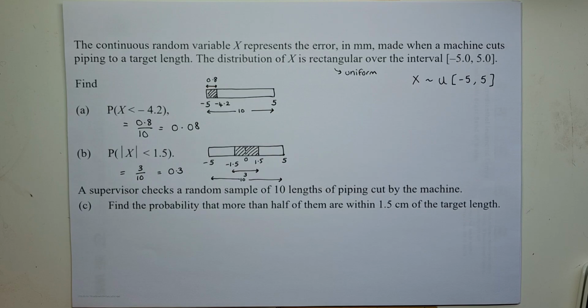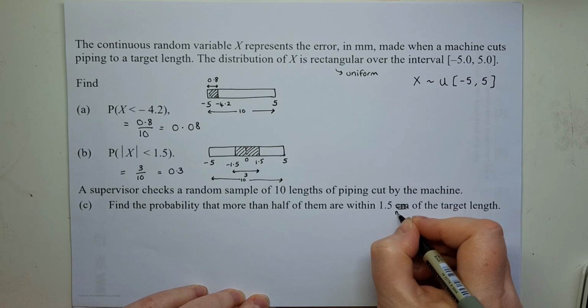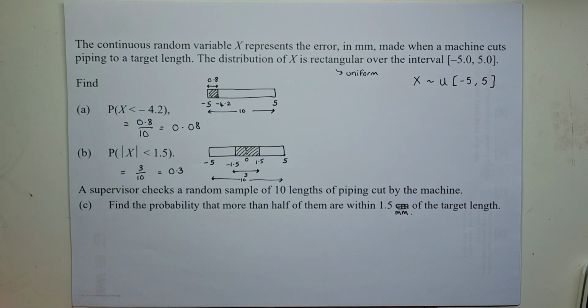Okay, question C. A supervisor checks a random sample of 10 lengths of piping cut by the machine. Find the probability that more than half of them are within 1.5 centimetres of the target length. Well, I hope it means 1.5 millimetres, because 1.5 centimetres doesn't seem right, because it's not going to be 1.5 centimetres away. Let's go with millimetres. That's a weird one. Find the probability that more than half of them are within 1.5 millimetres of the target length.